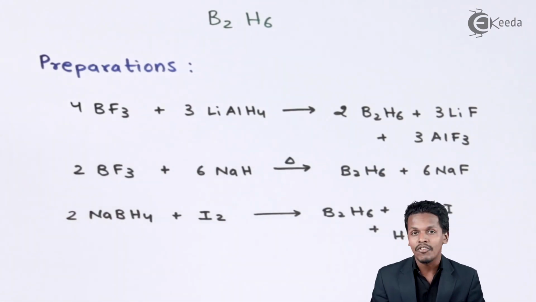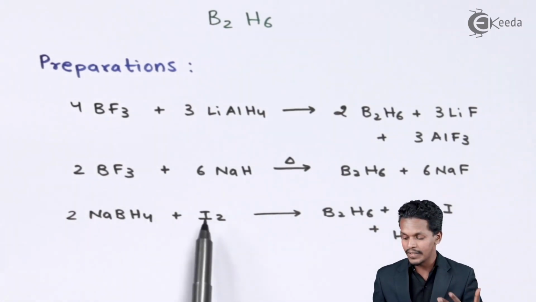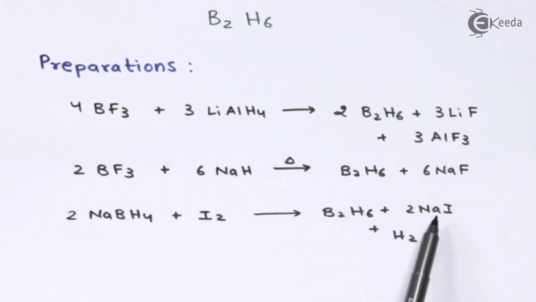The next kind of preparation is whenever sodium borohydride is treated with iodine. The products that we could obtain are B2H6, along with 2 moles of NaI and H2 gas. So this is how we could obtain diborane. These are certain chemical methods to prepare diborane.